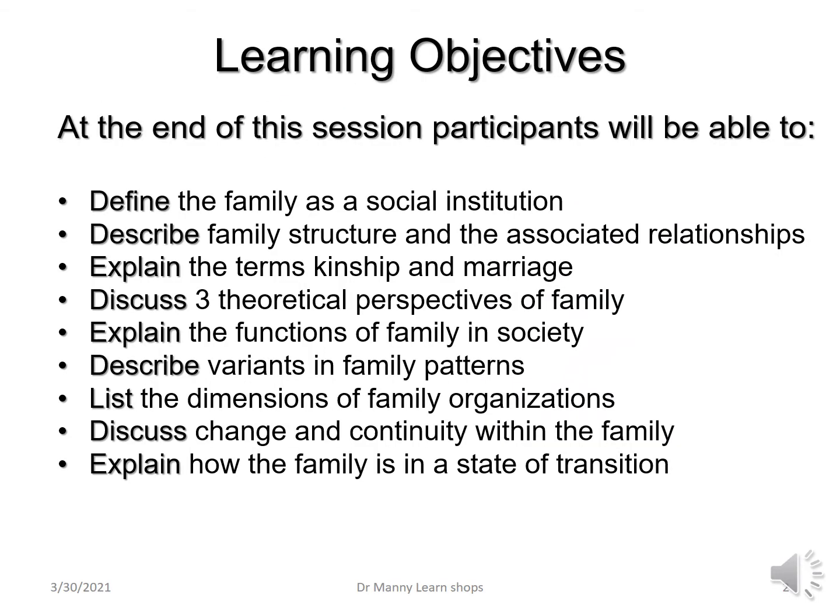Today, in this session, we'll be reviewing the family as a social agent or a social institution. The learning objectives for this session are for you to be able to define family as a social institution, describe family structure and the associated relationships, explain the terms kinship and marriage, discuss 3 theoretical perspectives of family, explain the functions of family in society, describe variance in family patterns, list dimensions of family organisations, discuss change and continuity within the family, and explain how the family is in a state of transition.